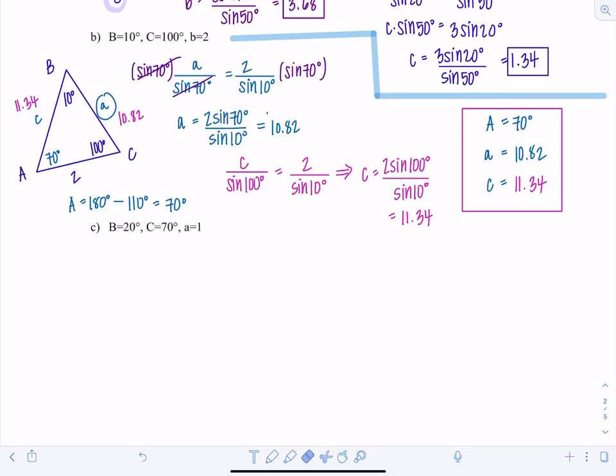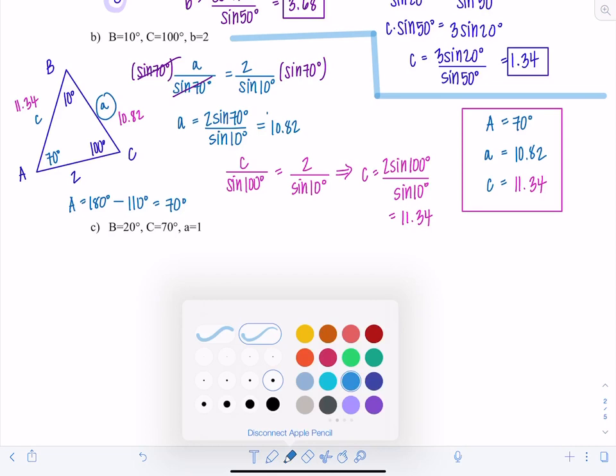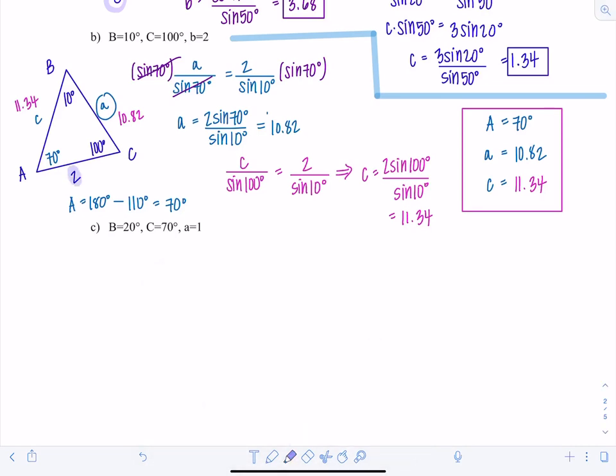So notice here, 2, that's the smallest side, and 10 is the smallest angle, 10 degrees. 100 is the largest angle, 11.34 was the largest side. So everything's checking out. It looks like we set everything up correctly, and you can do that to help yourself out.